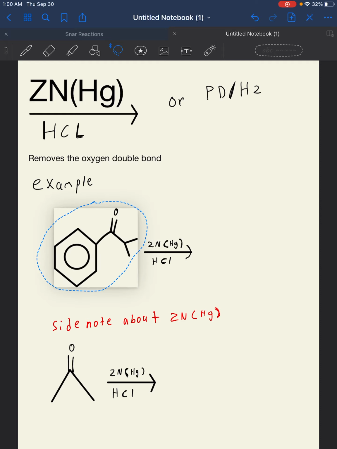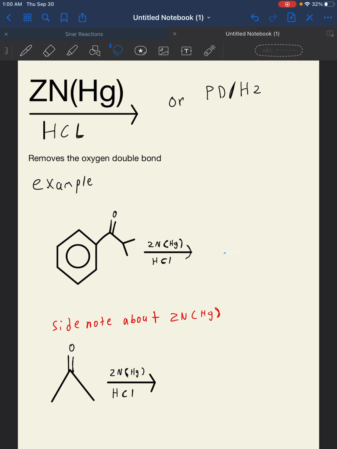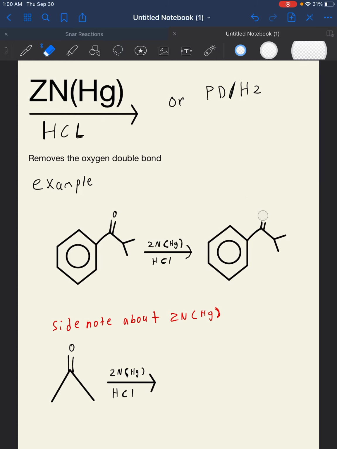Say you have a double bonded oxygen. It just gets reduced, leaving you with a carbon chain. Now the side note about this is, if it's not on a benzene ring, it turns into OH. That's the only side note. Pretty simple. It's on your chart, but I just want to show it out.